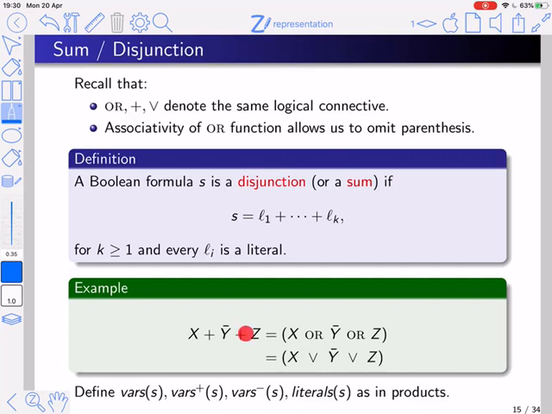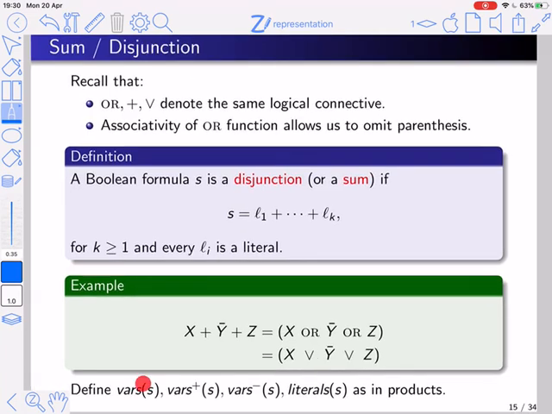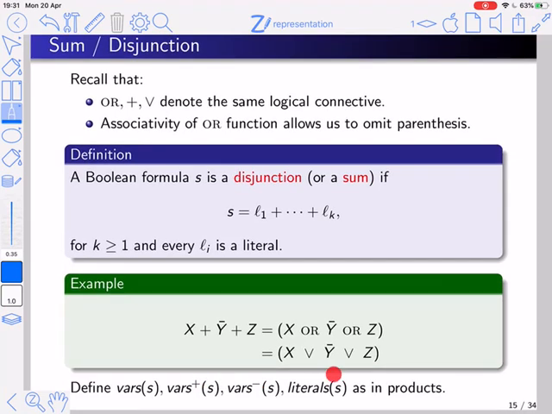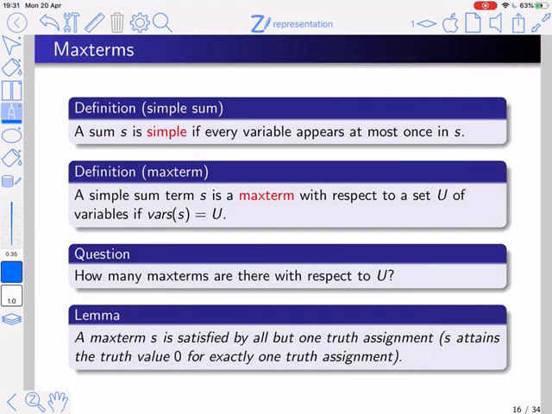So we have here examples of sums, x or not y or z, and we can replace these connectives with a V, and it's the same thing. And as before, we can define the set of variables that appear in the sum, the positive variables in the sum, the negative variables in the sum, and all the literals in the sum. So we could do it with respect to sums as we did it in products. Everything is good. Now, let's define what a max term is.